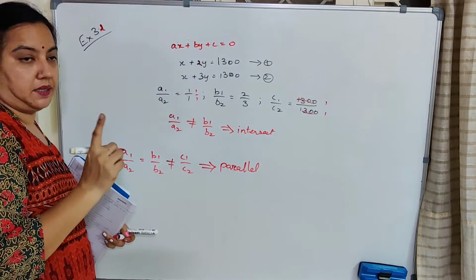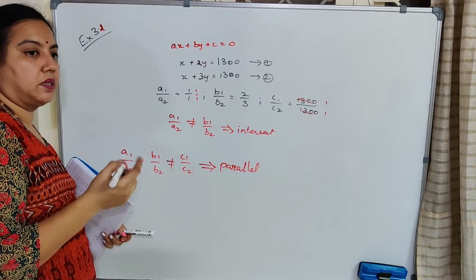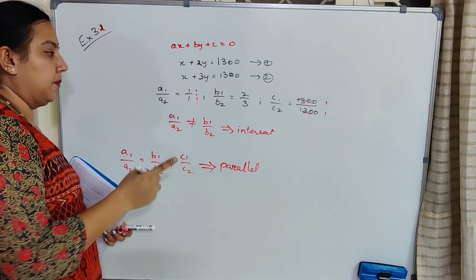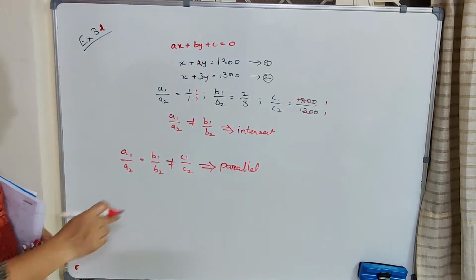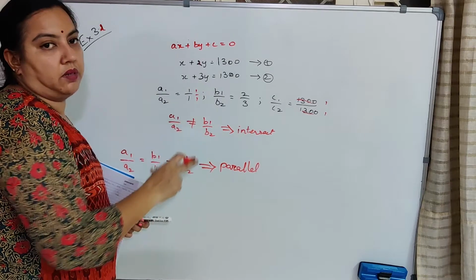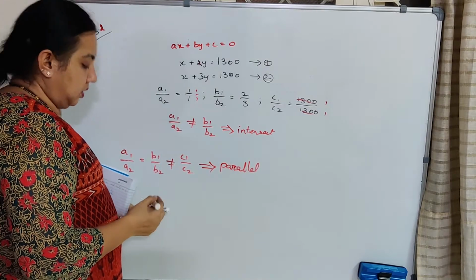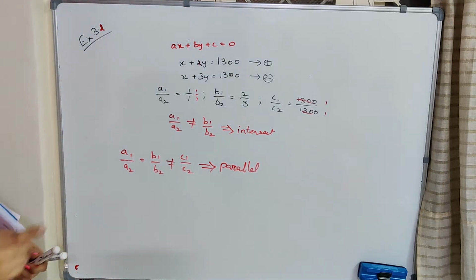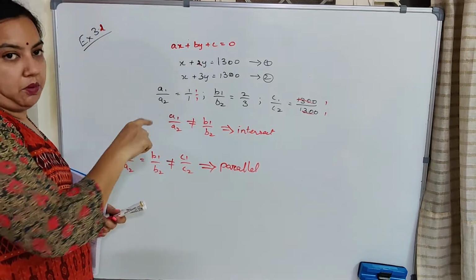At least at one point. It might intersect at 2 points also, but here it surely will give one solution. So this first part, if a1 by a2 is not equal to b1 by b2, then these two lines intersect. Then we have one more part of it. We will see about that now.